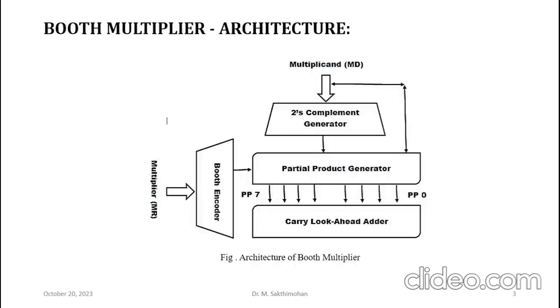Here I have drawn the Booth multiplier architecture. We have two inputs, the multiplicand and the multiplier. The multiplicand is given to the 2's complement generator, and the multiplier is given to the Booth encoder. From that, the partial products are generated with the help of the partial product generator, and finally the generated partial products are added with the help of a carry look ahead adder. This is the entire structure of the Booth multiplier, and it works completely based on Booth's algorithm.